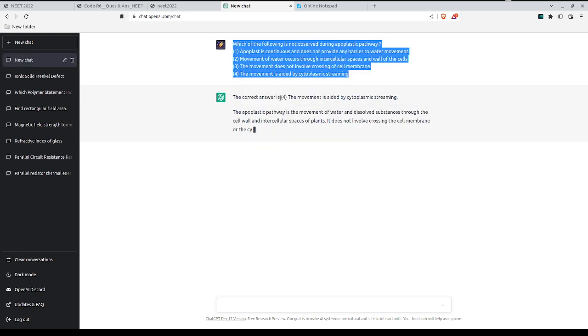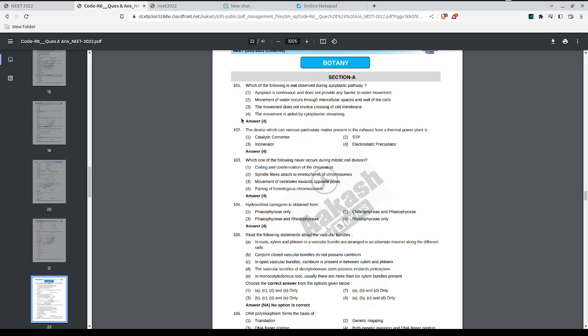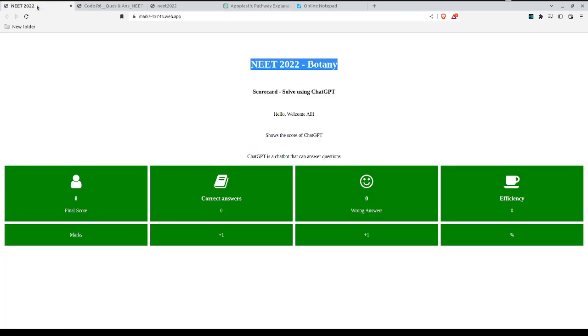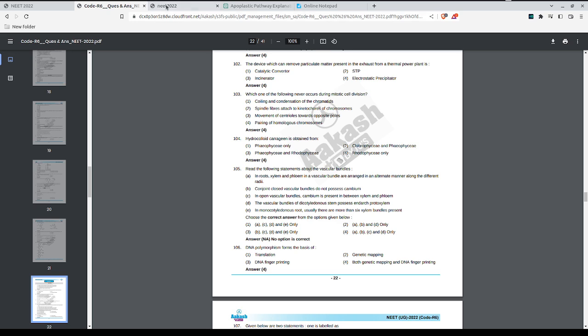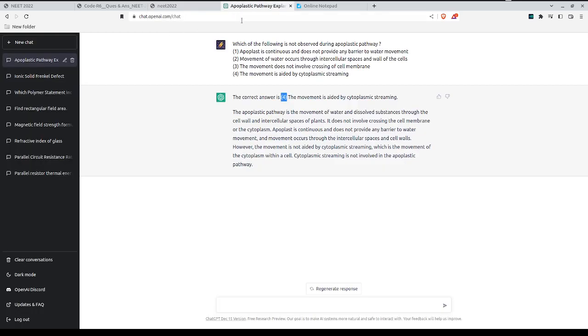Which of the following is not observed during apoplastic pathway? 1. Apoplast is continuous and does not provide any barrier to water movement. 2. Movement of water occurs through intercellular spaces and wall of the cells. 3. The movement does not involve crossing of cell membrane. 4. The movement is aided by cytoplasmic streaming.